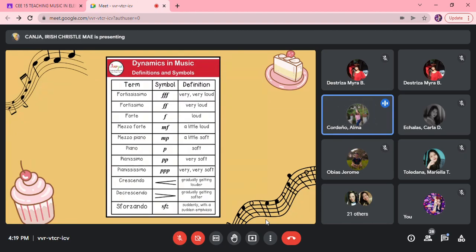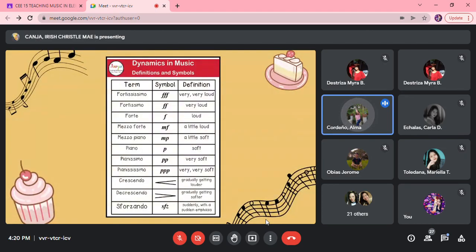So fortissimo is three F. So definition niya is very loud. Then forte is F, loud. Mezzo forte is MF, a little loud. Mezzo piano is MP, a little soft. Piano is P, soft. Pianissimo is double P, very soft. Pianississimo is three P, very, very soft.